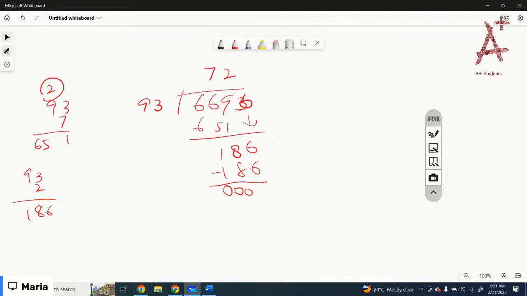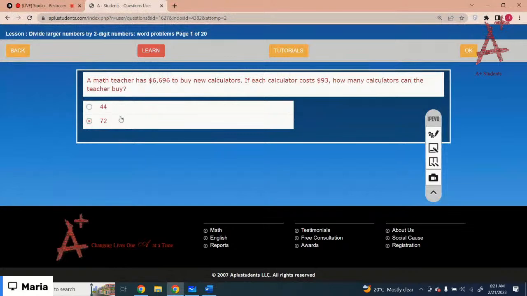So the correct option is 72. Just select the correct option, then click on the OK button.